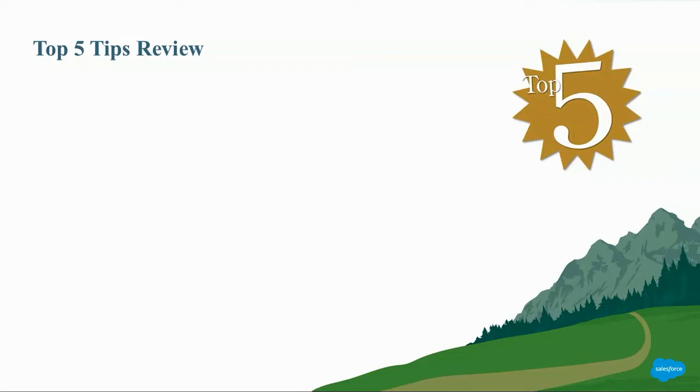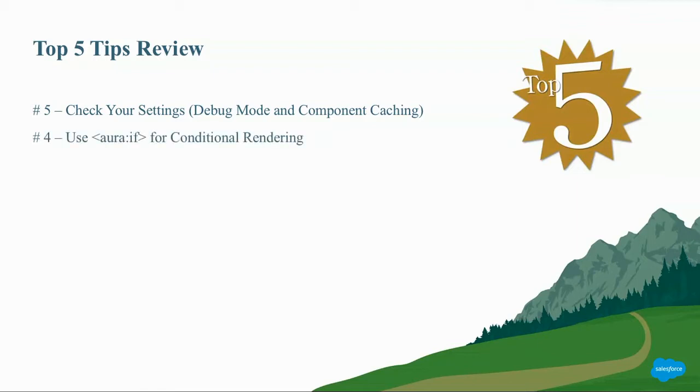All right, so just to quickly review those tips. Number five was to check those settings for both debug mode and component caching. Number four was, when you're doing conditional rendering, to use that if statement versus the CSS toggling that you may have seen somewhere else. Number three is to check that console log for performance warnings or any messages. It can be very helpful. You should be used to using it. It's so easy to get to.